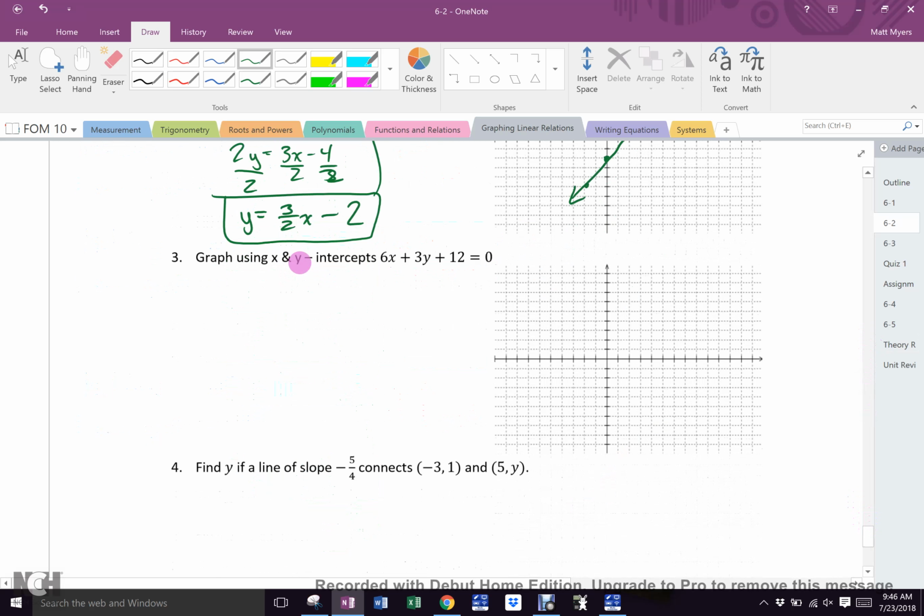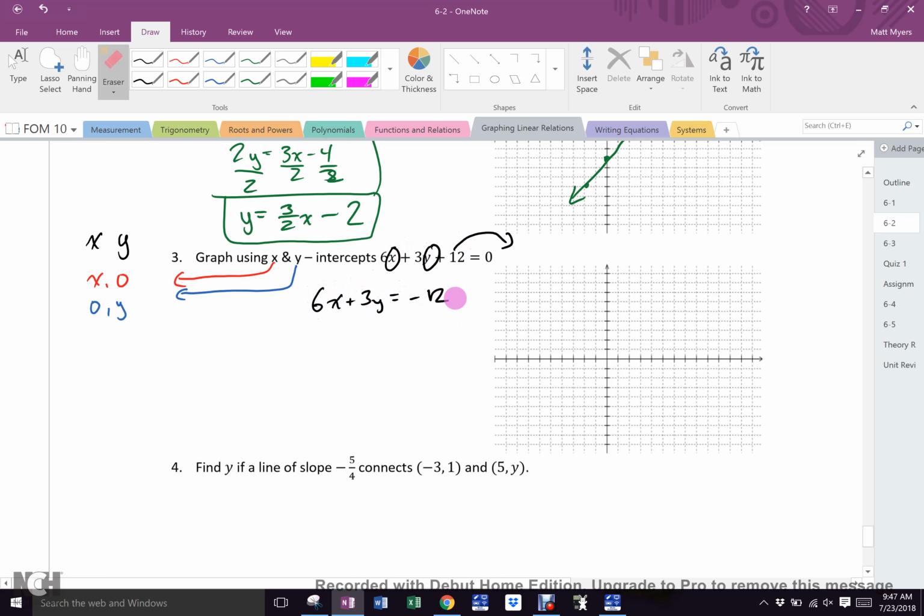Graph using x and y intercepts. What's the x-intercept? X, 0. What's the y-intercept? 0, y. Those are x's, those are y's. What do you see there and there? X's and y's. So, 6x plus 3y equals negative 12, because I moved that over.